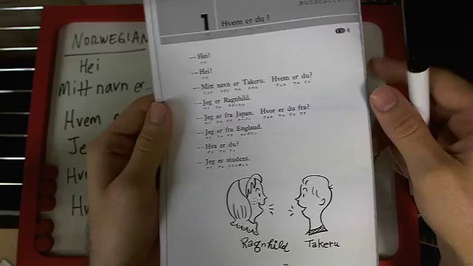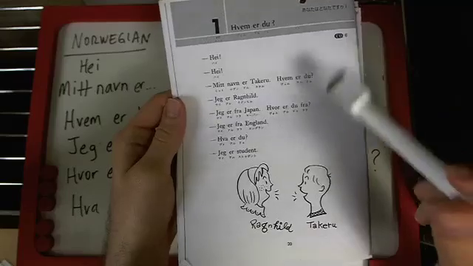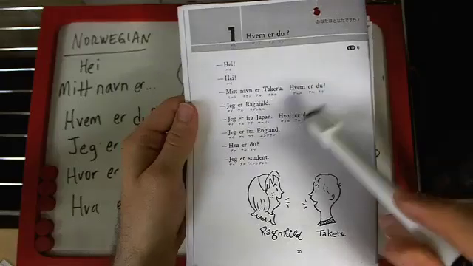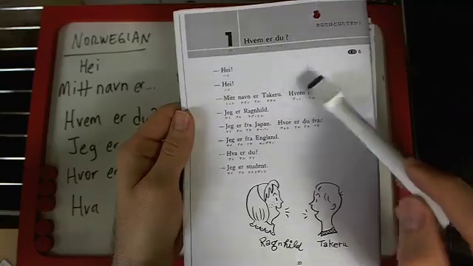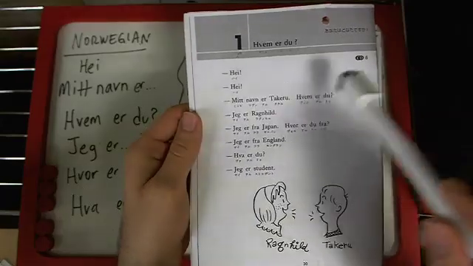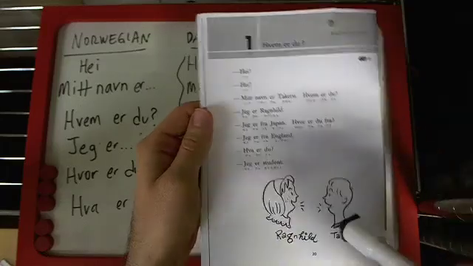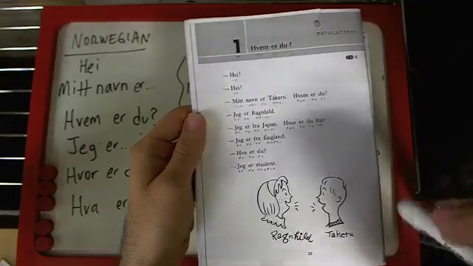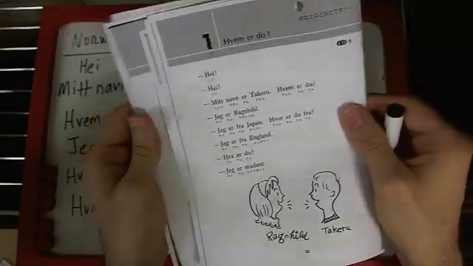I know I'm probably butchering the pronunciation, but even within the dialogue's own audio, there's differences between the pronunciation of the R in the Norwegian. I think this is because they're maybe trying to represent a couple of different pronunciations. Sometimes they say R, sometimes they say it differently, in Mitt navn er Takeru, hvem er du, for example. So this is kind of what I wanted to talk about.